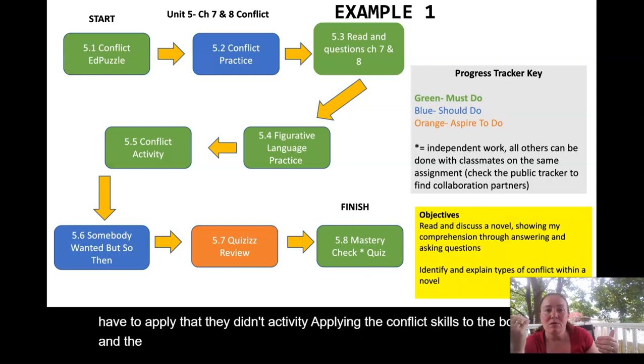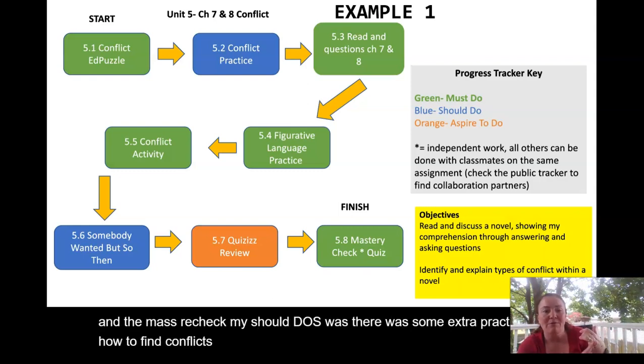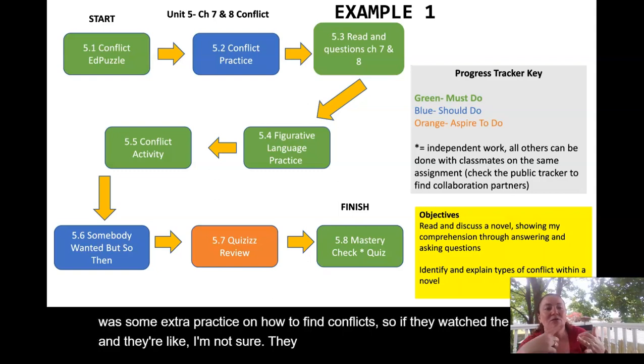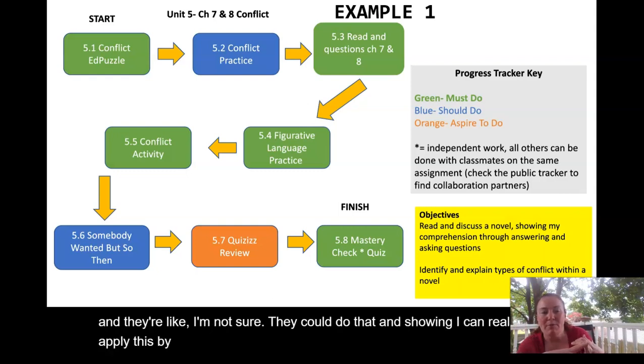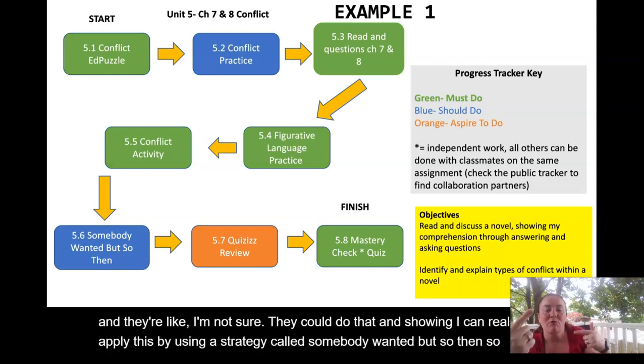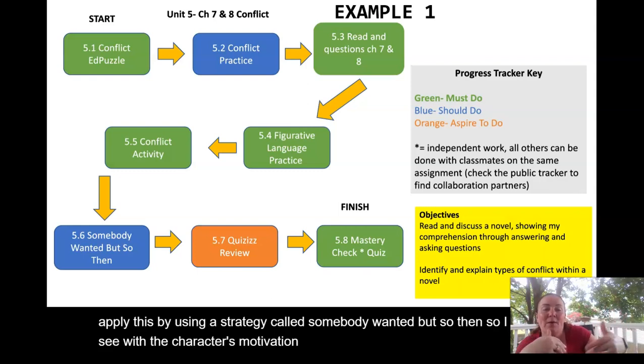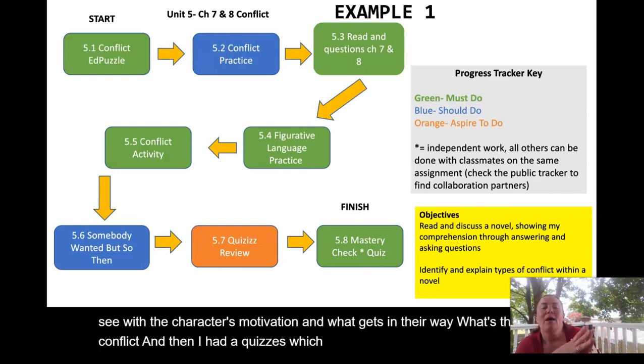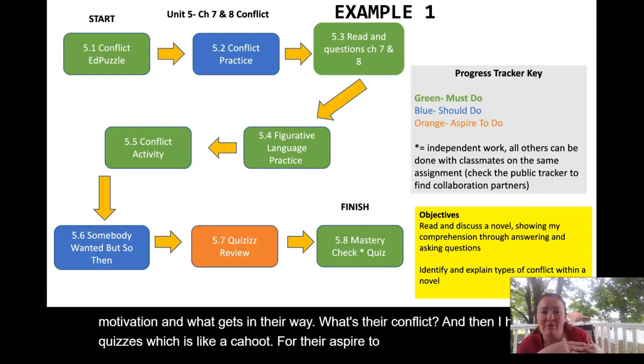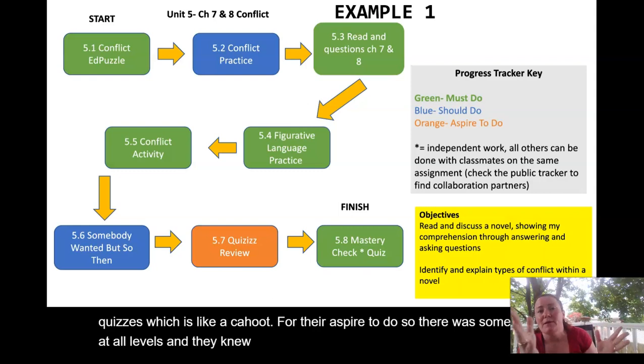My should-dos was there was some extra practice on how to find conflicts. So if they watched a video and they're like, not sure, they could do that. And showing, I can really apply this by using a strategy called somebody, wanted, but, so, then. So I can see what the character's motivation is and what gets in their way, what's their conflict. And then I had a quiz, which is like a Kahoot, for their aspire to do. So there was something at all levels, and they knew what was expected of them because of the tracker that was there.